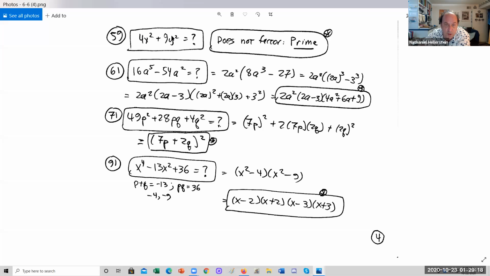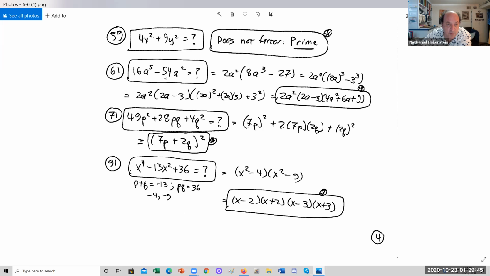Four x squared plus 9y squared. Well, this is a square of 2x. This is a square of 3y, but we do not yet have a formula for a sum of squares. To do that, we'd have to have a square root of negative 1. We'll be discussing that by the end of the course. But until then, we'll say it does not factor, or equivalently, you can say it's prime. So either of these phrases will be an answer to this problem.